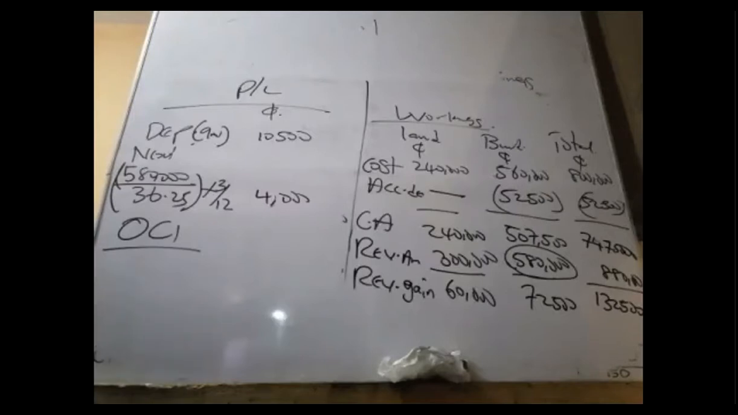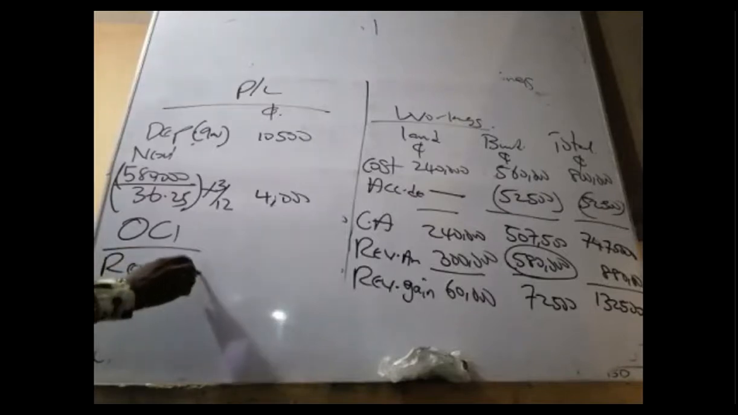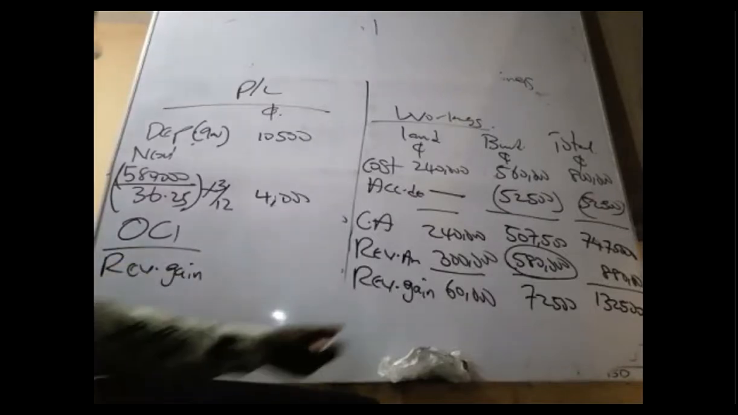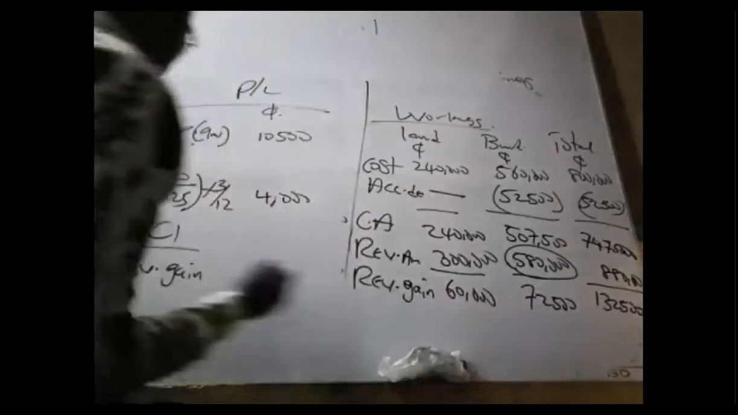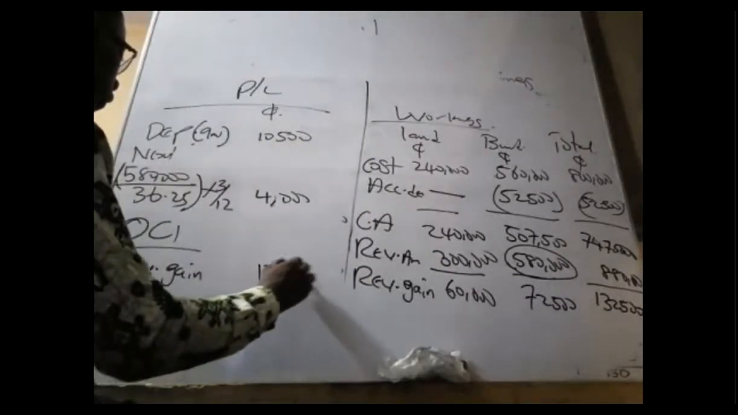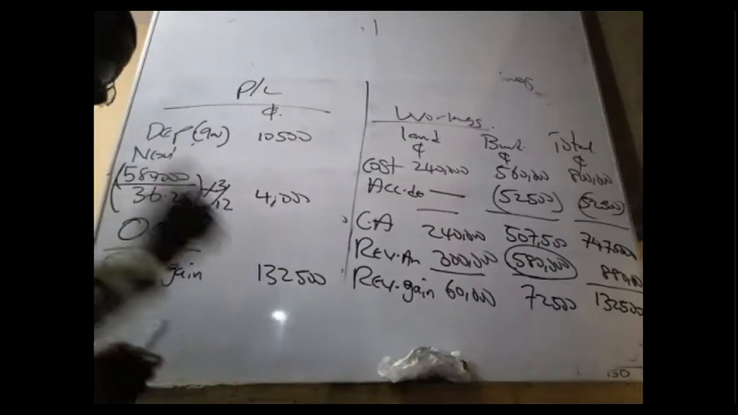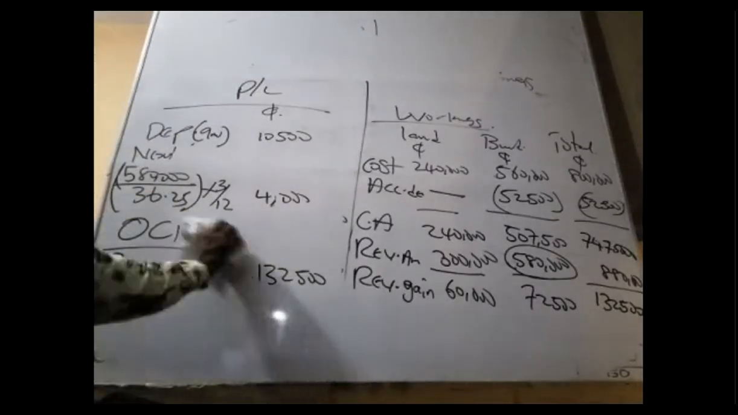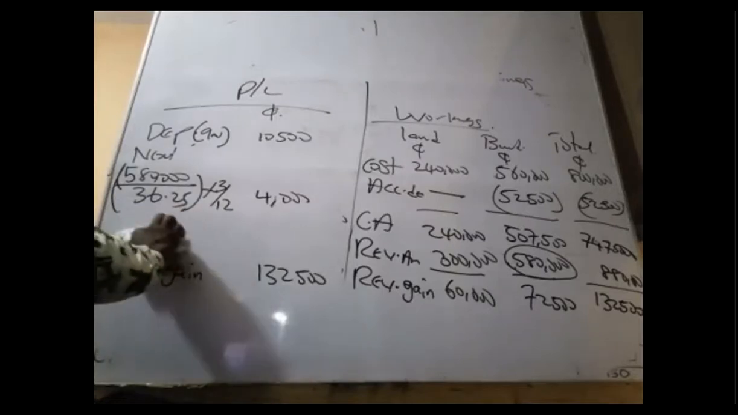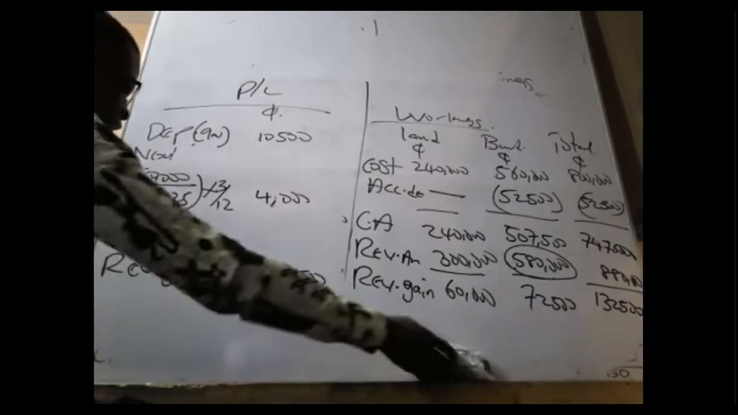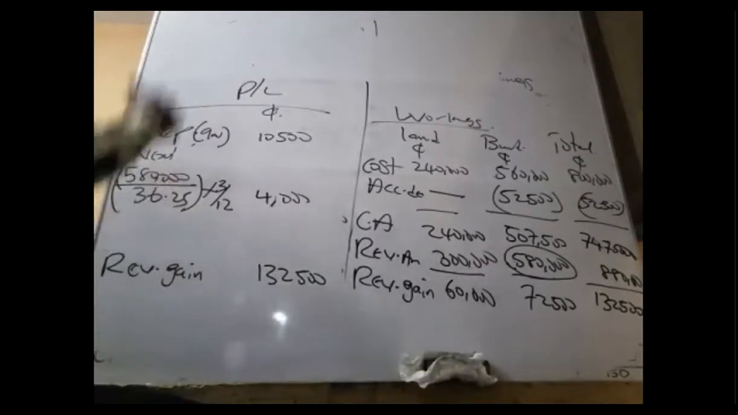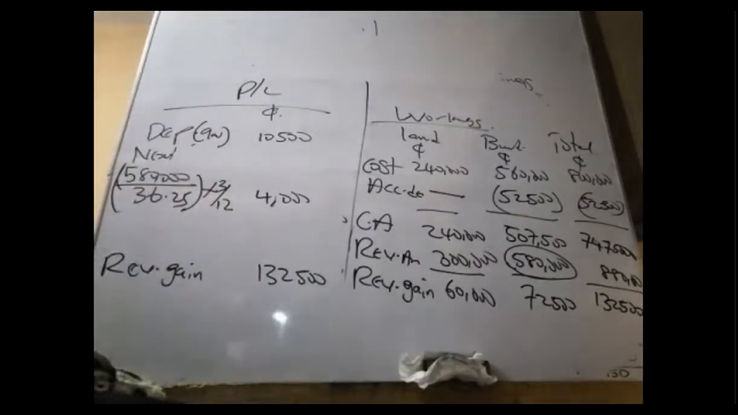In the OCI, you record the revaluation gain. Here you put the two together. So 132,500. That is all. That goes down the P&L. Please, and please again: if you write it like this and I don't see the OCI, I have every right to mark you down, because you have classified it among the P&L.